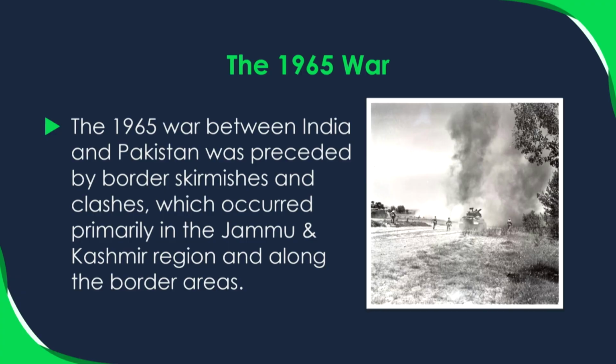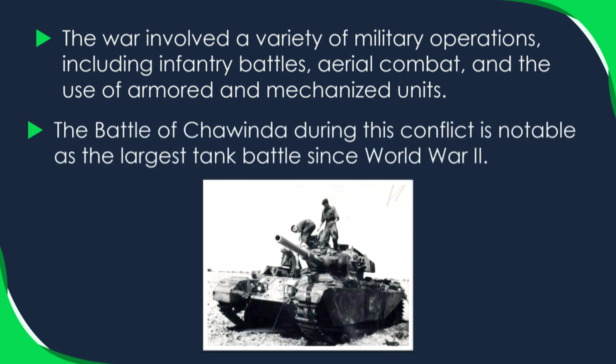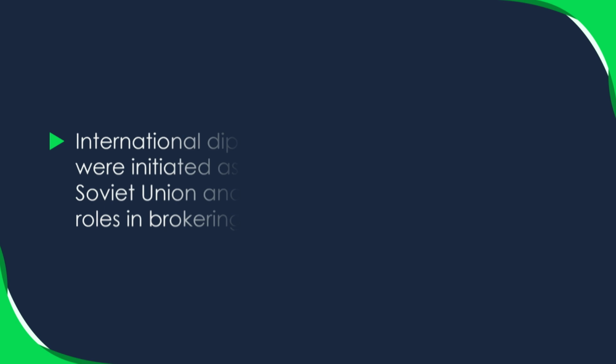Let us discuss the 1965 war between India and Pakistan. The 1965 war was preceded by border skirmishes and clashes which occurred primarily in the Jammu and Kashmir region and along the border areas. The war involved a variety of military operations, including infantry battles, aerial combat and the use of armored and mechanized units. The Battle of Chawinda during this conflict is notable as the largest tank battle since World War II.